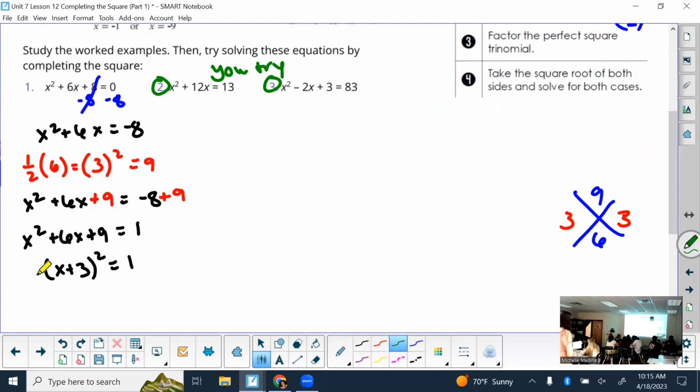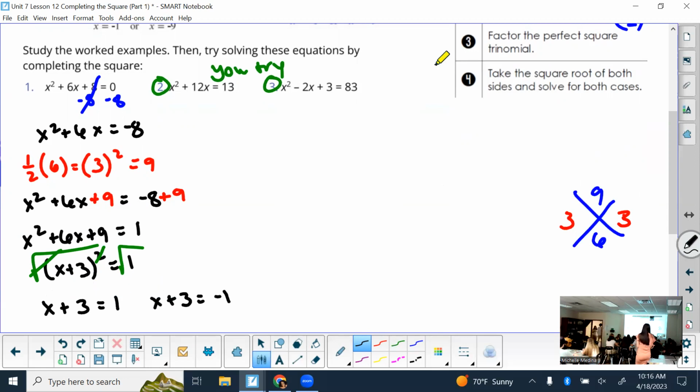I can square root each side, because that's the opposite of squaring. So now the x plus 3 is alone. And what's the square root of 1? 1 and -1. So step 4, you have to solve for both cases, positive and negative. Otherwise, you just get one answer, and most of the time there's 2.